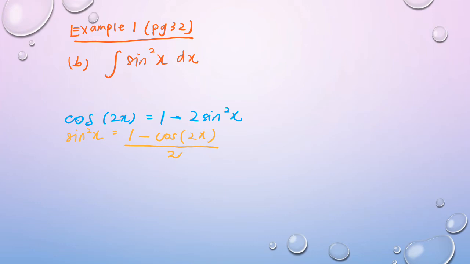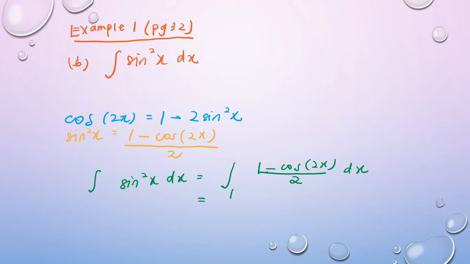Therefore, you can integrate like normal. Sine square x is equivalent to 1 minus cos 2x divided by 2. Half is just a number, so leave it outside the integral, leaving behind 1 minus cos 2x to be integrated with respect to x.